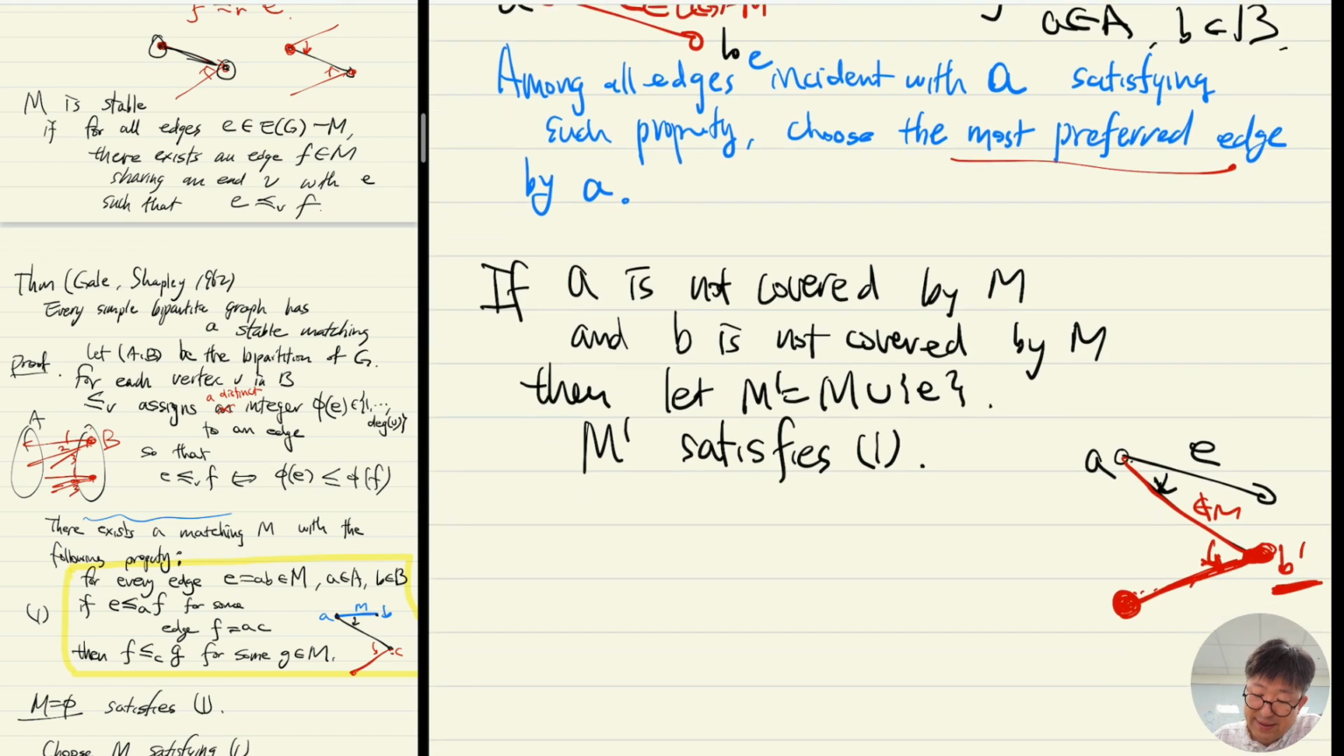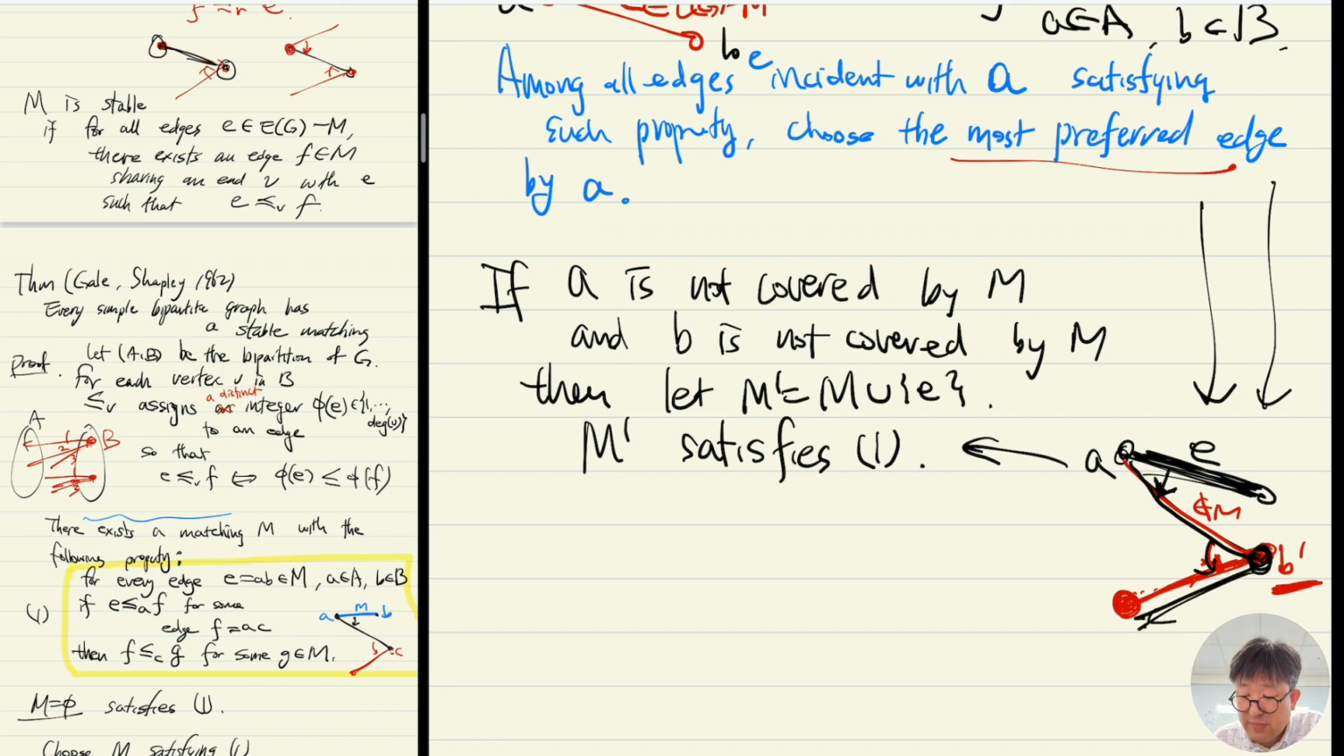So that's why, under this assumption, M prime satisfies 1, because if I put this into M prime, now when I look at any edge more preferred by A, then by these conditions, this vertex will have another edge in the matching which she prefers. And that's precisely the condition 1. Right? So this is a key step.